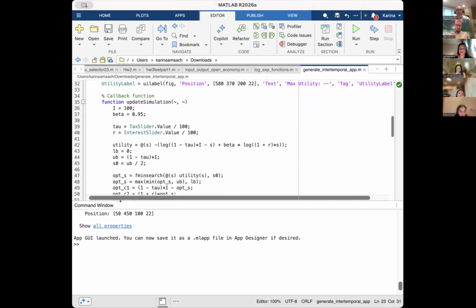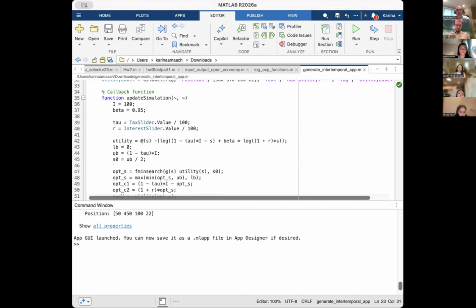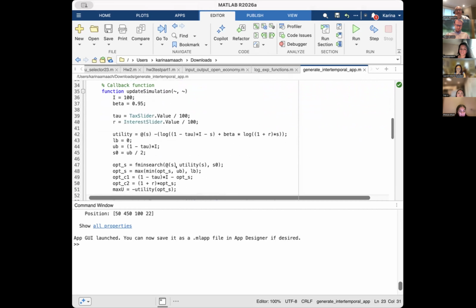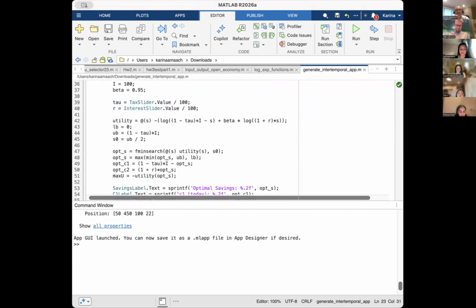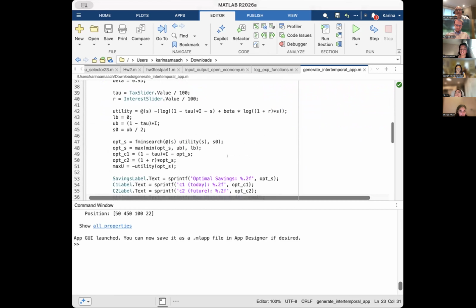And here we add actual values to the function or to the visual. So you have interest rate, income today, which starts at 100. And then you have your beta, which is 0.95, which refers to the discount rate or the value of future consumption. And then tau and R, as Lauren was describing before, are the slider values, and by dividing by 10, it converts the percent rates to decimals, which makes it easier to read and navigate.